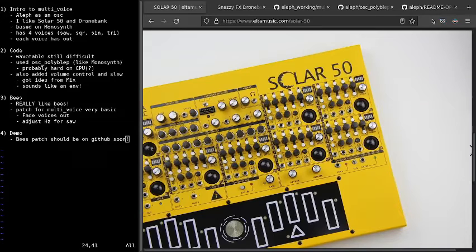Hey! Today, I would like to talk a bit about the multi-voice mod that I made. First, I'd like to do a short intro, and then I'd like to talk about some aspects related to the code. After that, I'd like to talk about the bees patch and also a little bit about bees. And finally, I'd like to do a short demo. So, let's start with the intro.